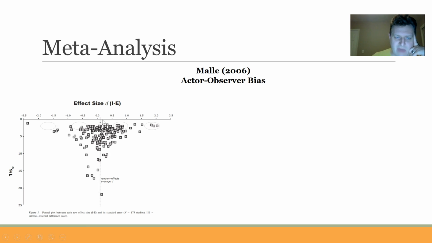And if we look at the average effect size here, we see the average effect size is 0. Ooh, this actor-observer bias that we've been talking about for decades turns out not to actually be true. And yet it's been in all the general psychology textbooks and all the social psychology textbooks. So that's no good. What Mal was able to do is look at what is the moderating variable.